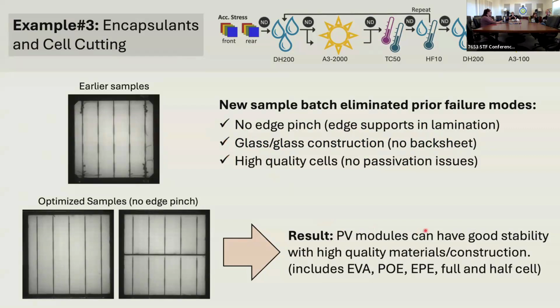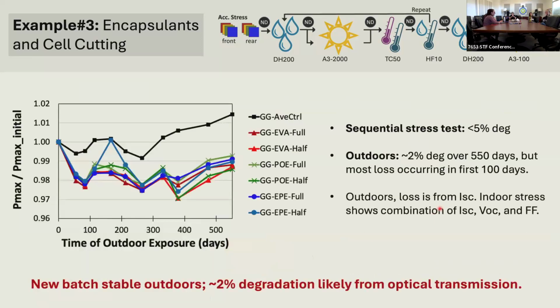The result here is that PV module materials can have good stability if you use high quality materials and good constructions. So that's maybe a boring result if you're a scientist who wants to publish things, but it's a great result for the PV community and having confidence in moving forward in the energy transition.